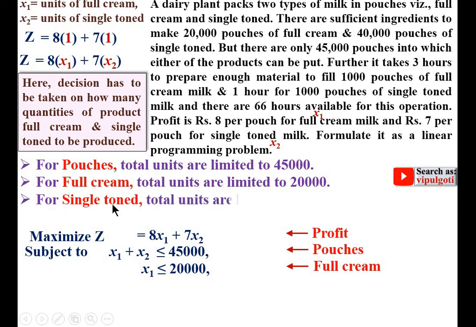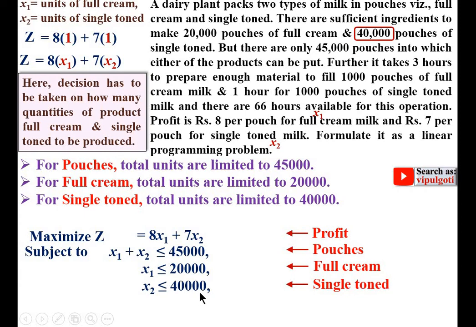Now for single tone, total units are limited to 40,000. That is also given to you in your description, 40,000 pouches of single tone. So I can write the constraint for the single tone as x2 less than or equal to 40,000. Now next, constraint is for the hours also. Total hours are limited to 66. That is given to you over here. There are 66 hours available for this operation.